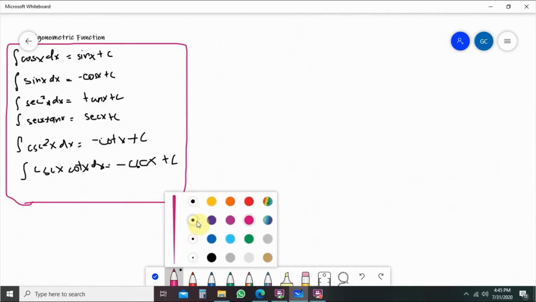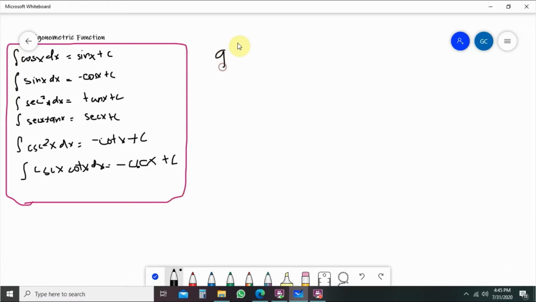I have here, what do I have here? I have, what if g of theta is equal to cosine theta minus 5 sine theta. How would you integrate that one?